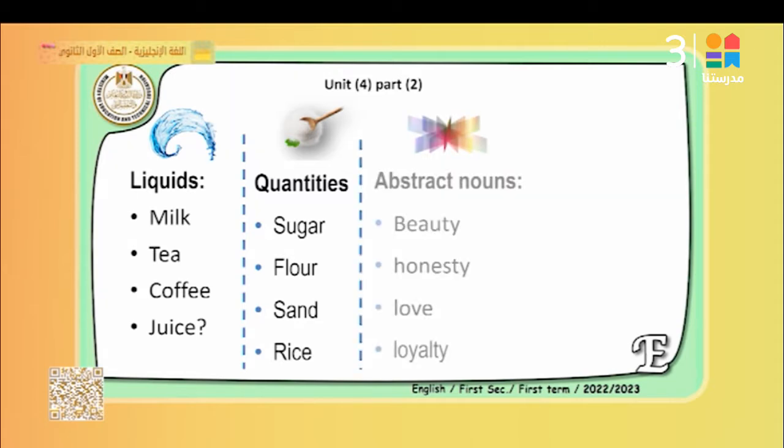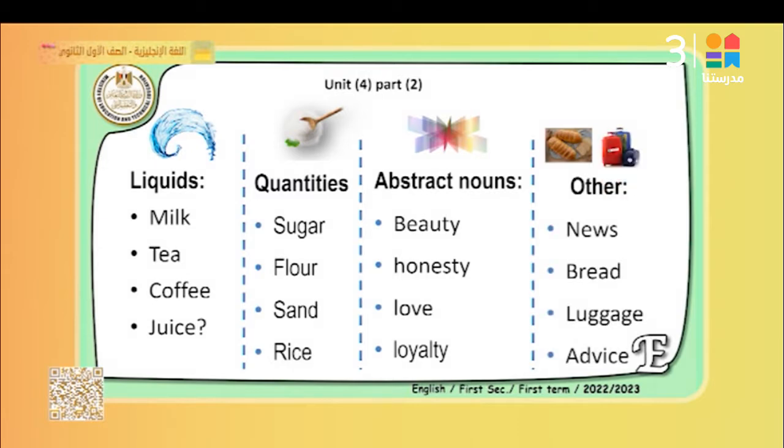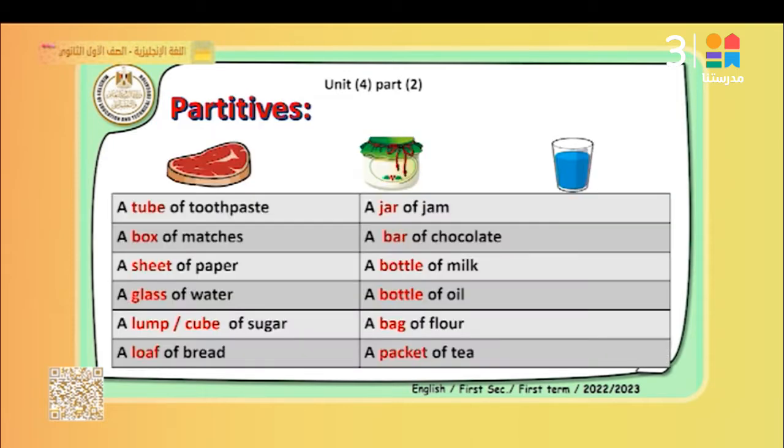We have also abstract nouns. As I said before, abstract means the things which we cannot touch. Things we cannot touch with our hands, things that are abstract. Like beauty, honesty, love, and loyalty. We have also other things like news, bread, luggage, advice. All these words are uncountable nouns, and we said that uncountable nouns cannot be made plural. We cannot make them plural.